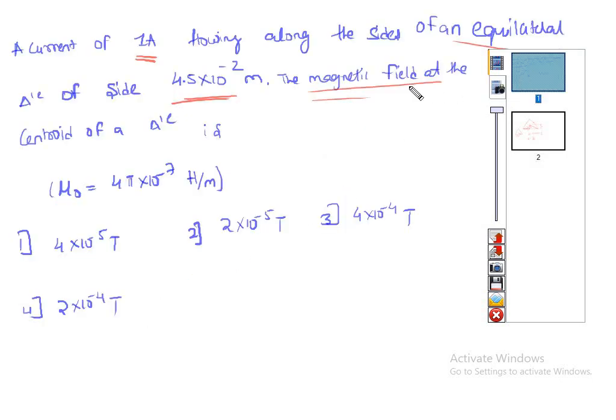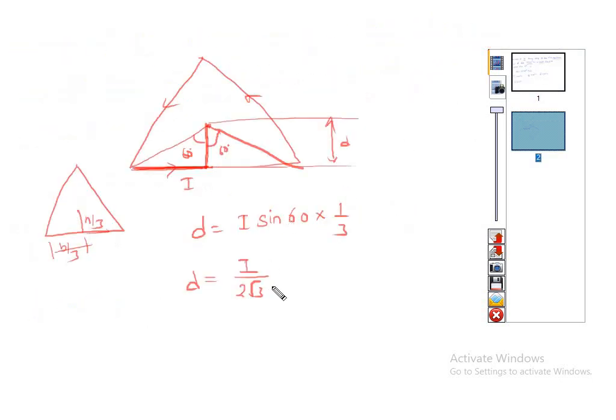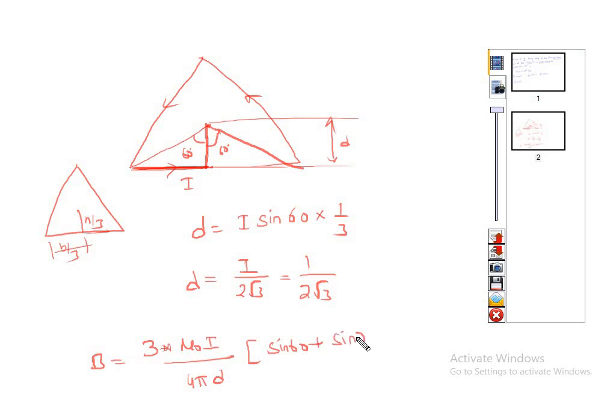So if you know the current, you can substitute. Obviously I is equal to 1, so 1 by 2 root 3, right? So you have got d. B is equal to the magnetic field induction at the center, which is equal to 3 into mu naught I by 4 pi d into sin 60 plus sin 60 due to two sides, right? So this is the condition we have.